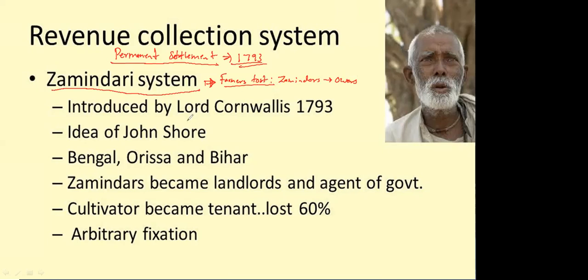This Permanent Settlement Act was the idea of Sir John Shore, who later became the Governor General, and they implemented it in the eastern part of India, the richest province. Zamindars became landlords and agents. And the tenant, the peasant, the cultivator, lost nearly 60% of his land holdings; everything went to the zamindars. Only 40% was left with the poor peasants, and that also would be taken over by the successive revenue systems.